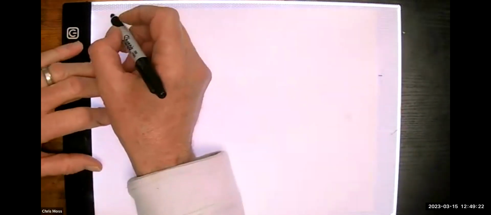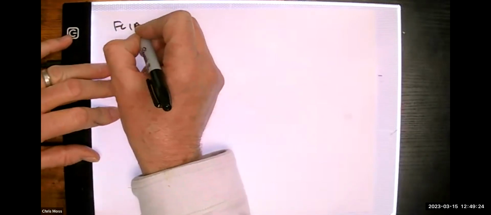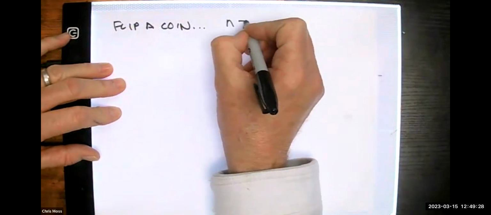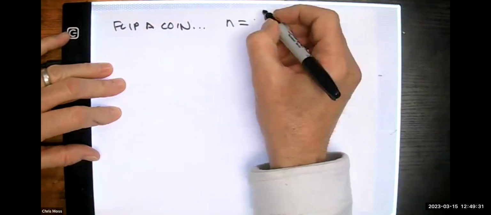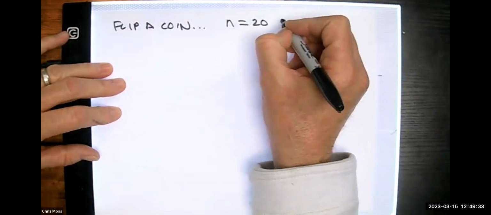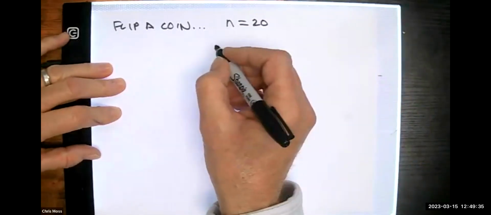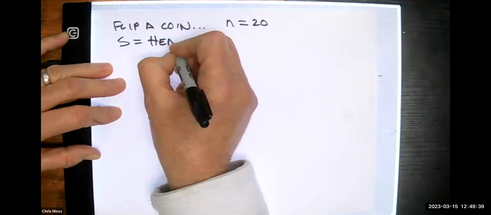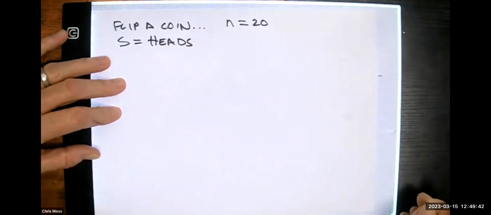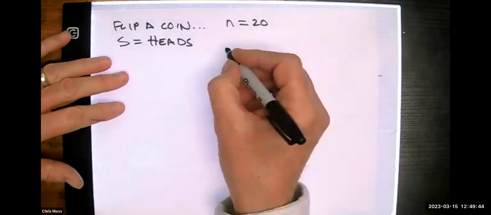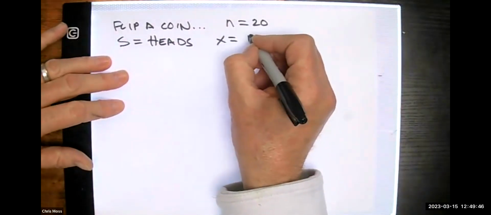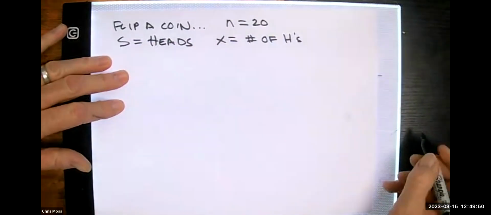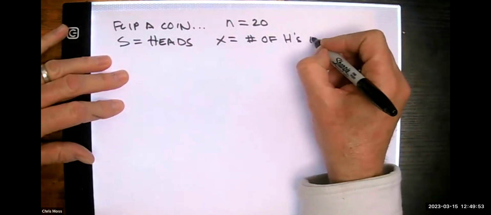As I say, we will flip a coin. We're going to flip it n equals, let's make it n equals 20 times. We're going to let our success equal heads. So when my coin comes up heads, that's my success. X is going to be the number of heads I see in those 20 flips.